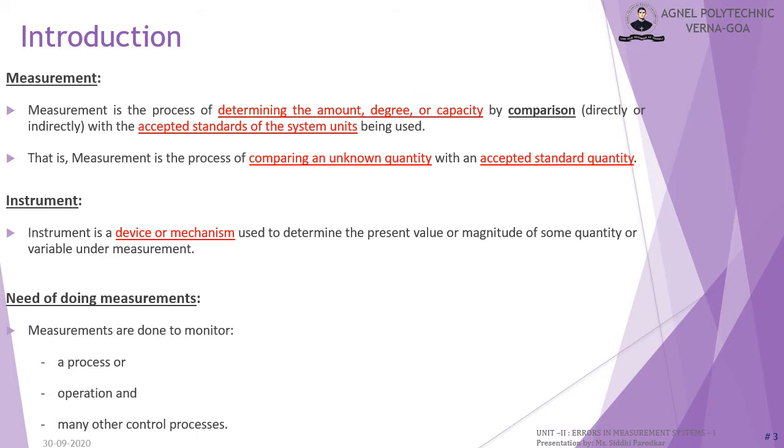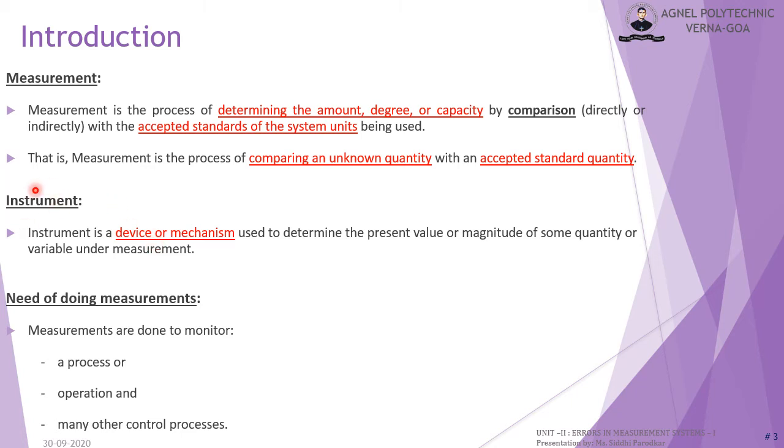In the last unit, we had learned what is measurement, what is an instrument. We had also learned about various instruments such as DC ammeter, DC voltmeter, AC voltmeter, analog and digital multimeters, series and shunt ohmmeters. Now, let's recall what is measurement and what is an instrument. Firstly, measurement is the process of comparing an unknown quantity with an accepted standard quantity or some reference quantity. An instrument is a device or mechanism used to do the measurements. That is, to find the unknown value of the quantity under measurement, we have to use some instrument.